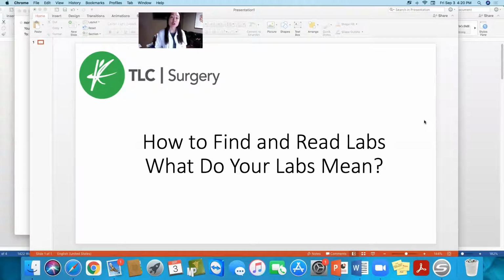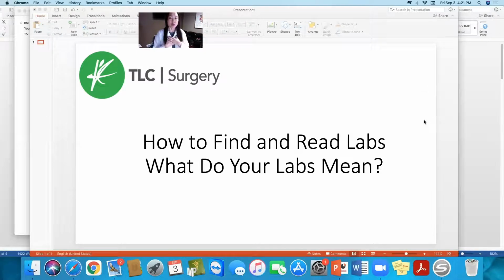As a reminder, you should be reviewing your labs on a computer or a tablet, and not a cell phone. If you're trying to look at your labs on your cell phone, it won't allow you to scroll down. You'll only end up seeing one page and you'll be a little confused. So look at your labs on a computer or a tablet. I'm going to take you through the steps on where to find your labs, how to read them, and exactly what to do based on those results.